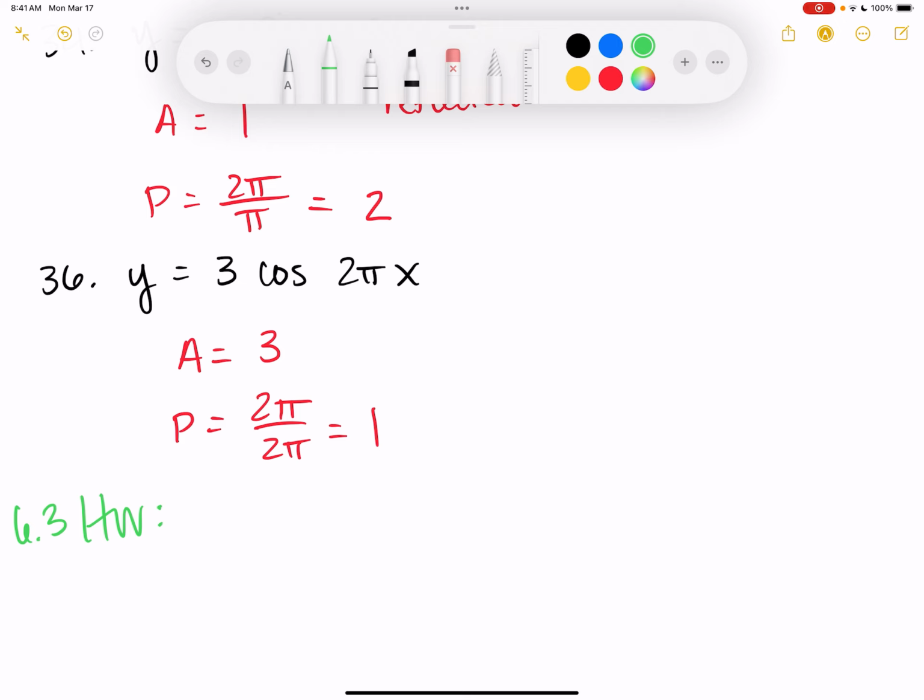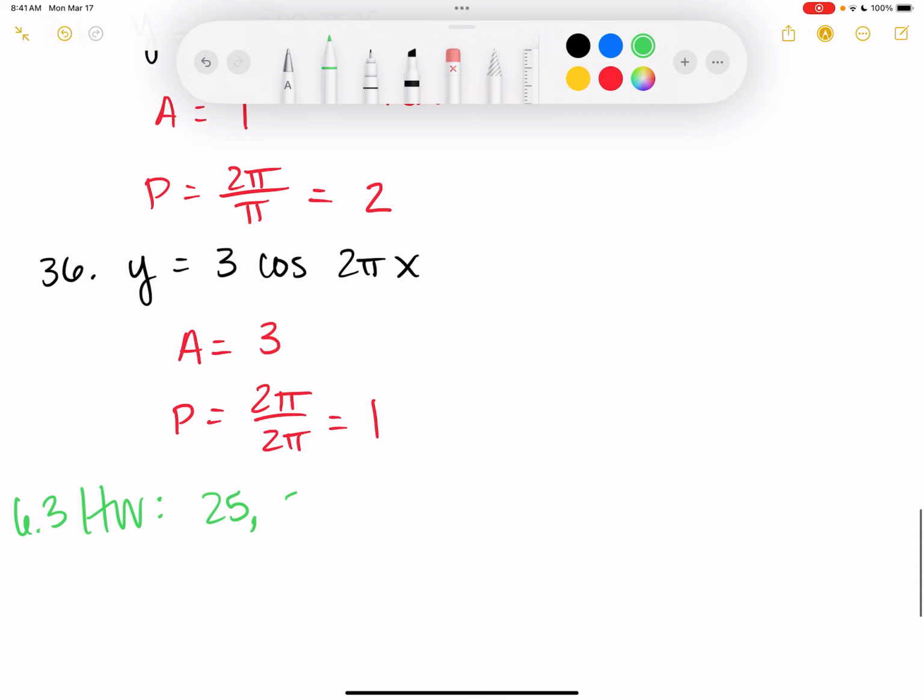So here, let's do 26. Oh wait, not 26. That's one. 25. There we go. I was like, not an even one. 29 and 35. So just those three out of that section.